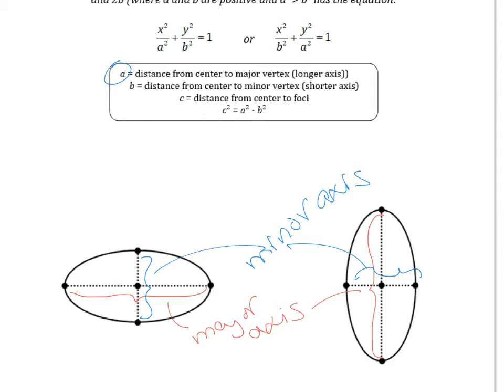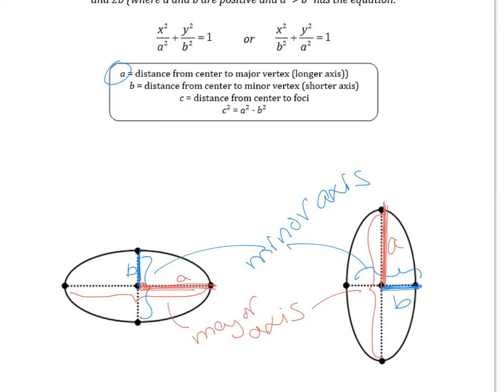So A is this distance here, and B is this distance here. And then on the vertical ellipse, A is still basically half of the vertical axis, and B is half of the minor axis.